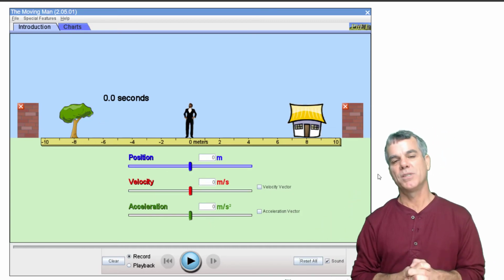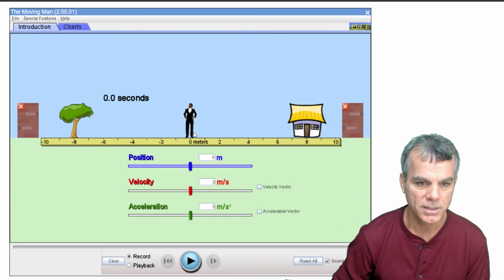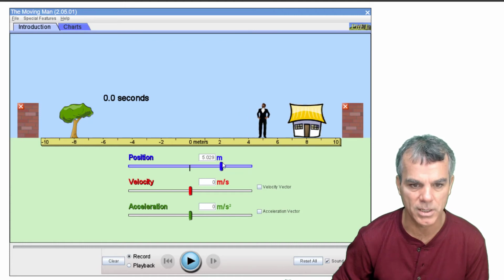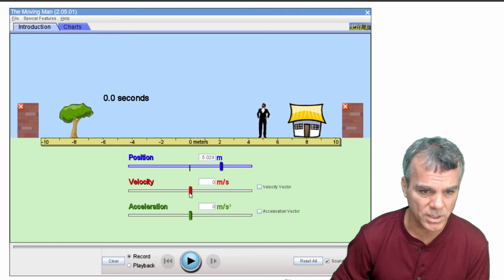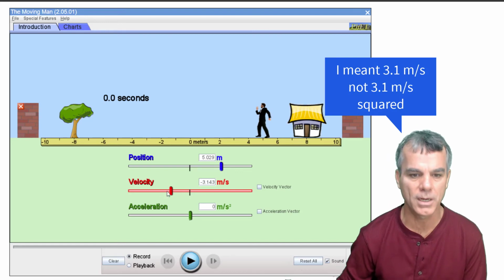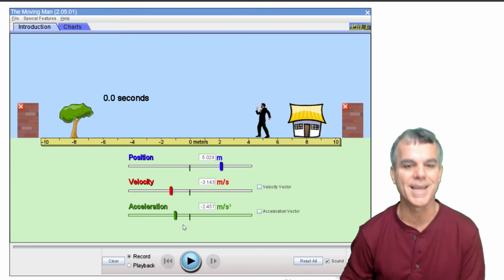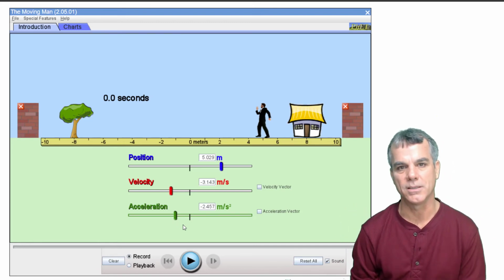Let me give you a couple scenarios and see if you can reason through what's going to happen. Let's say I have an initial position that is positive, about 5 meters. I have a velocity which is negative 3.1 meters per second, and I have a negative acceleration. What is this man going to do once I hit start?